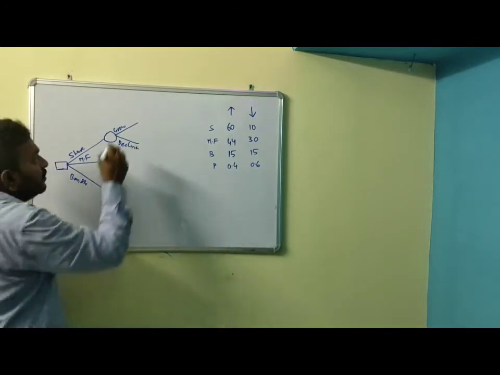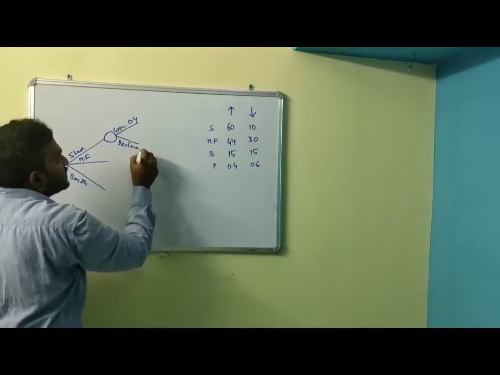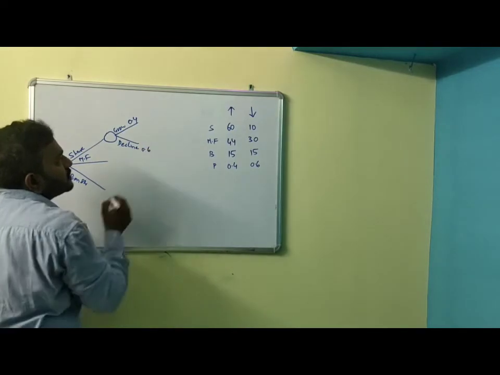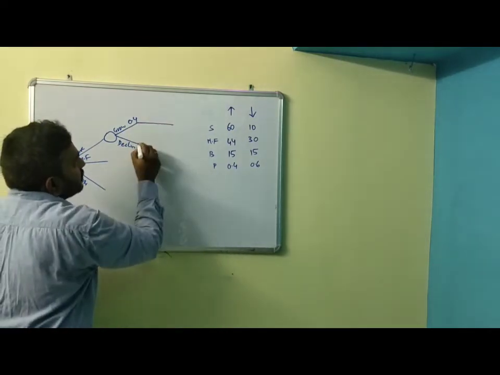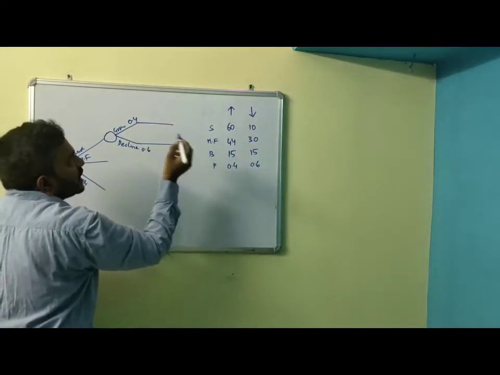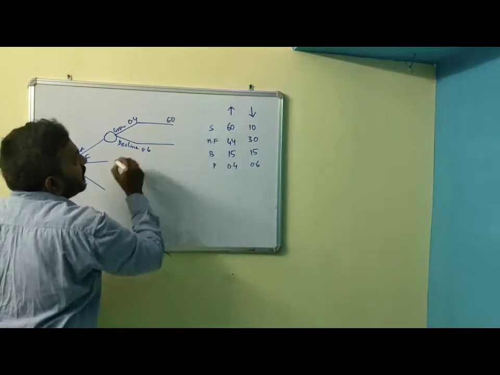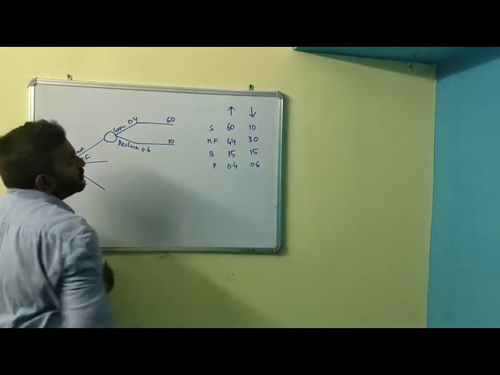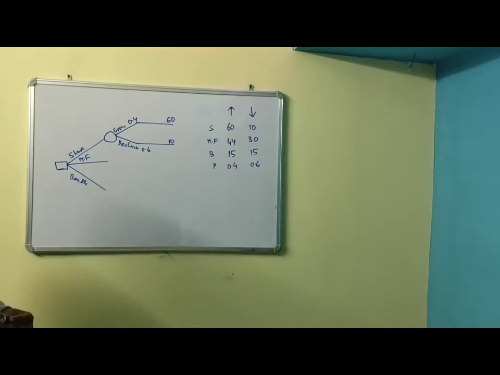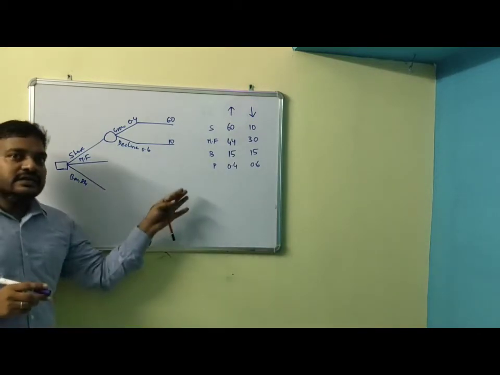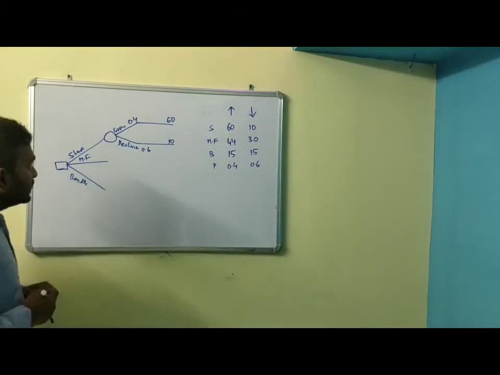Growing chances are 40%, decline chances are 60%. If it grows, the possible payoff values are 60 and 10. I indicated one decision here. Similarly, the two also.